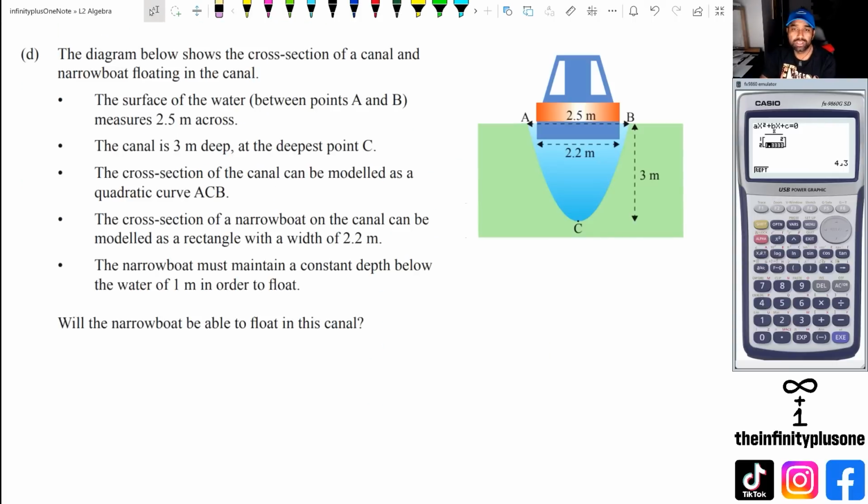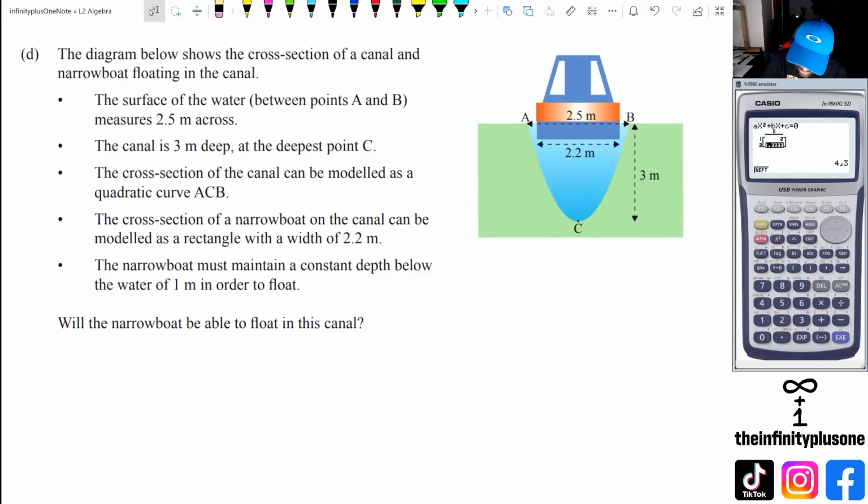All right, folks, so with this particular question, what we've got here is a boat, and then we've got this little canal, the cross section of the canal that we need to figure out. What else? The boat must maintain a constant depth below the water at 1 meter in order to float. All right, so the first step is to find the parabola, the cross-section parabola curve of the canal first.